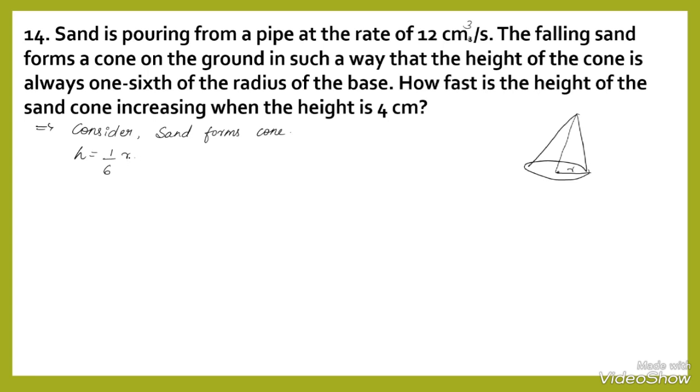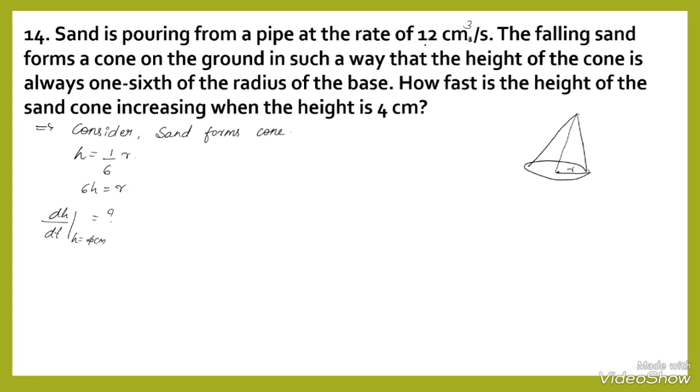Now, this gives 6h is equal to the radius. Then the height of the cone is always one-sixth. How fast is the height of the sand increasing? We have to find dh by dt at h equal to 4 centimeter. We have to calculate. Before going to that, there is one point.